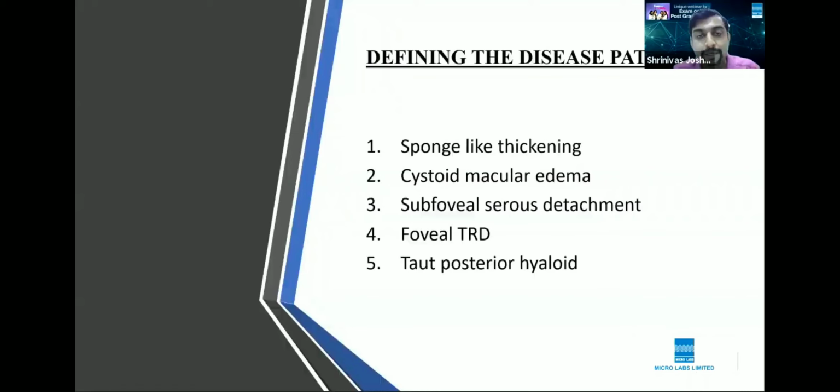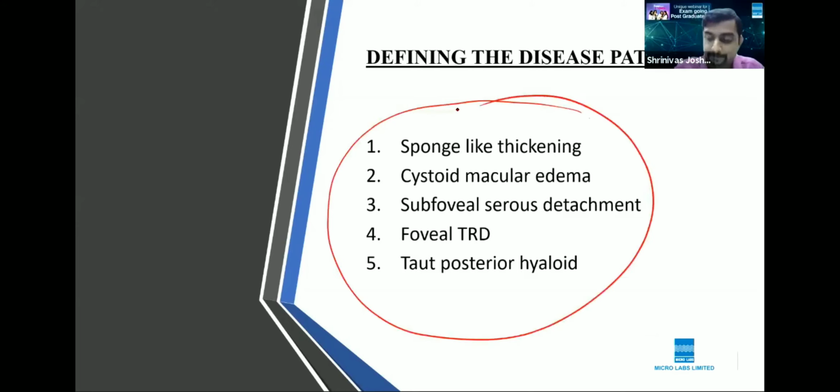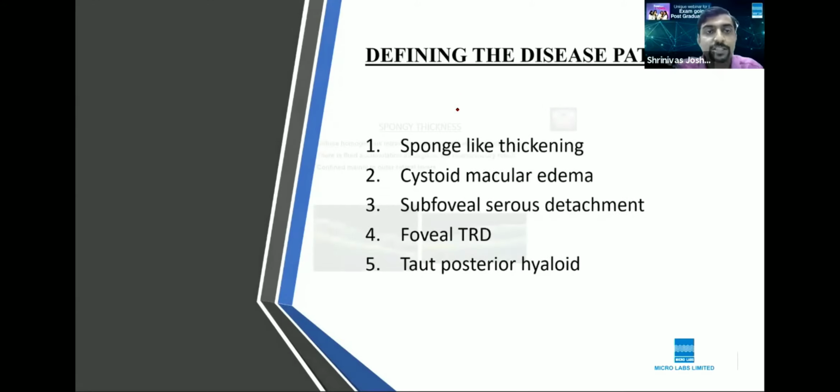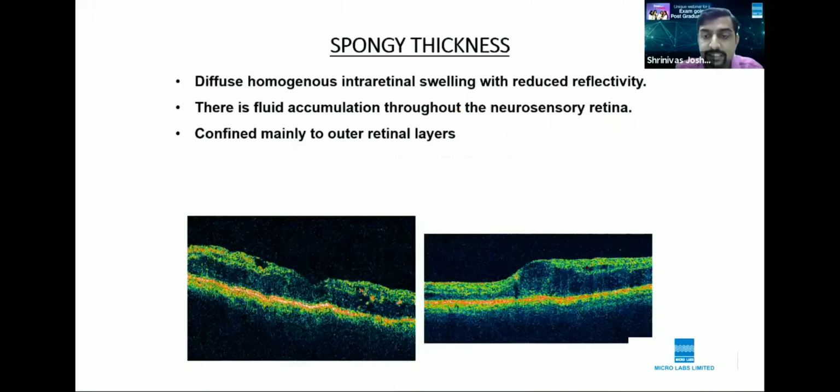So coming to the DME. Whenever a case of diabetic macular edema is given, defining the disease pattern comes under these 5. So let's go into it quickly. What is spongy thickness? If the OCT is given to you like this, you can see some amount of hyporeflectivity inside the inner retinal layers. This is a diffuse homogeneous intraretinal swelling with reduced reflectivity, and therefore there is a fluid collection through the neurosensory retina, mainly confined to the outer retina, which is described as spongy-like thickness.